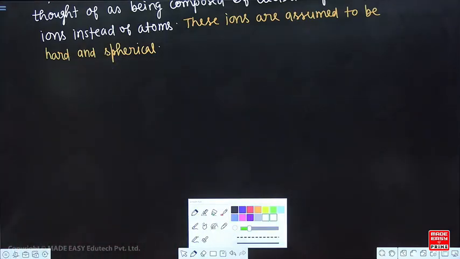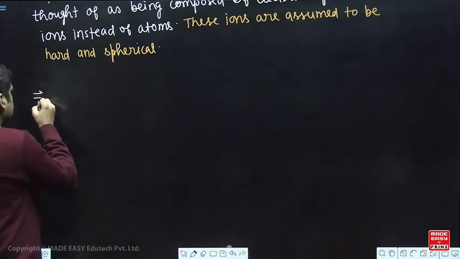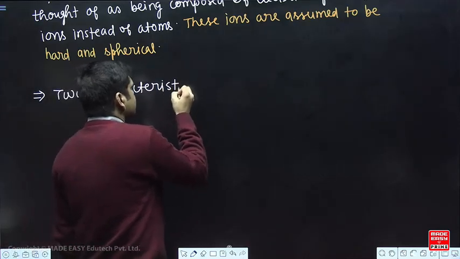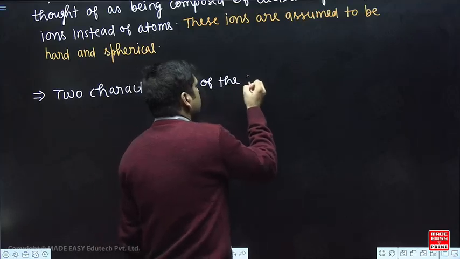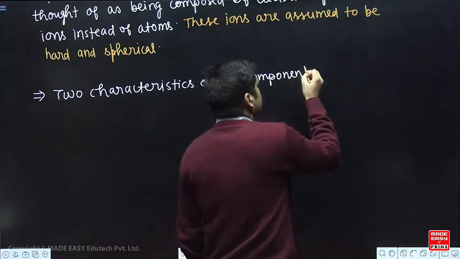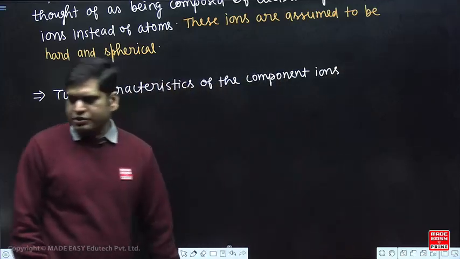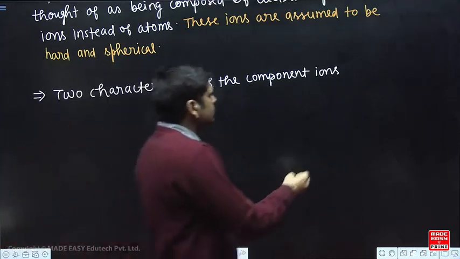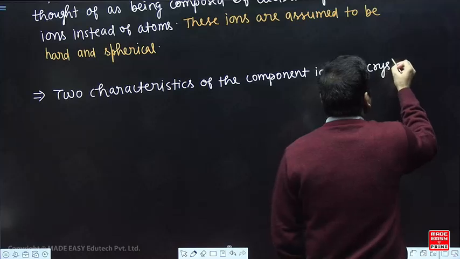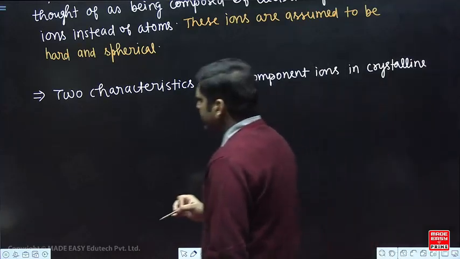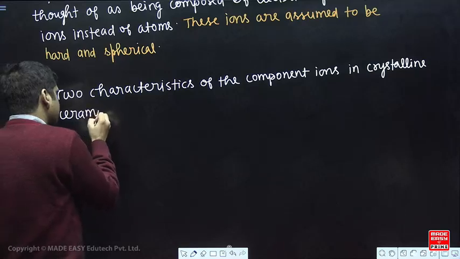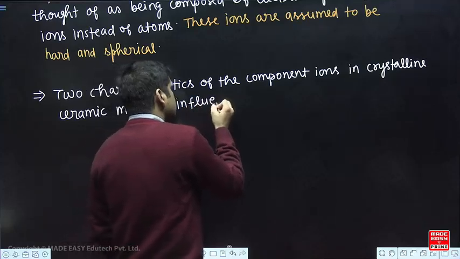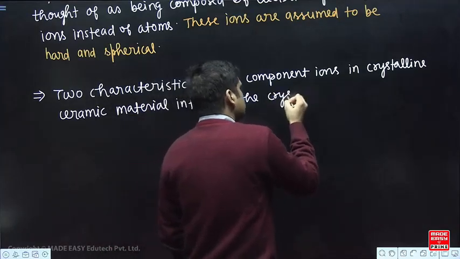Two characteristics of the component ions in crystalline ceramic material influence the crystal structure.